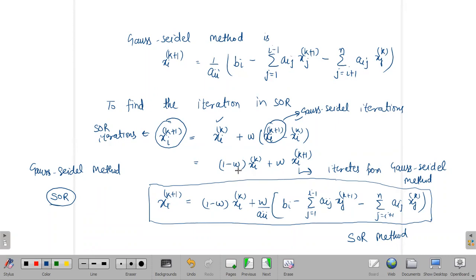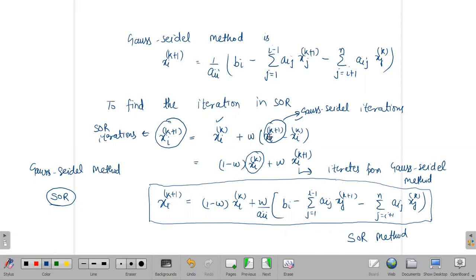And the next term also is of Gauss Seidel, x_i in the bracket, omega into x_i of the kth iteration above this. This is of the SOR iteration. Okay. Previous iteration of SOR.